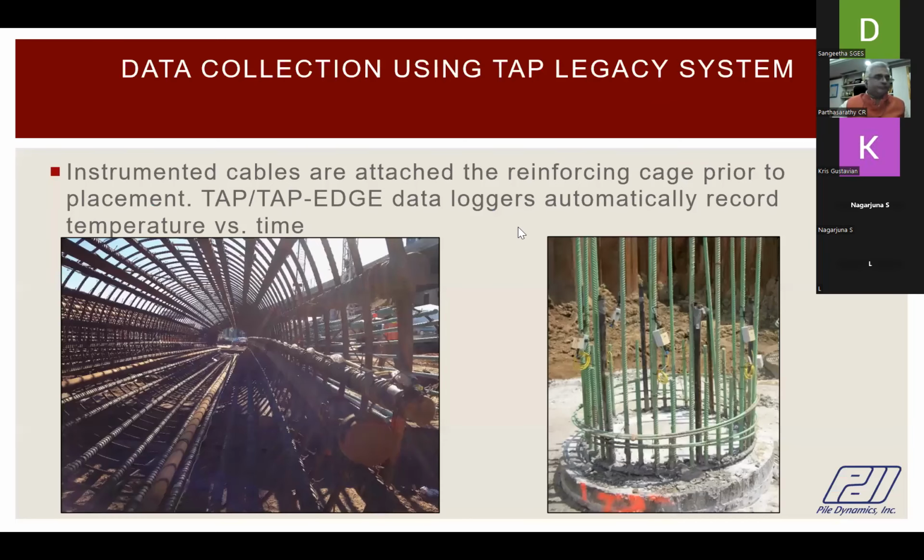Now the instrumented cables are attached to the reinforcement cage prior to the concrete, and you see the wires running along the reinforcement cage, the thermal sensors at every 1 foot. And for every wire you have the tap, the thermal acquisition port. Probably one of them will be the tag, the aggregator.